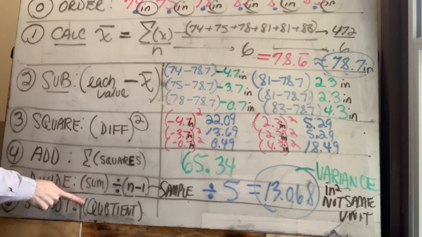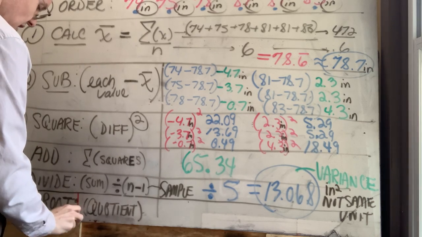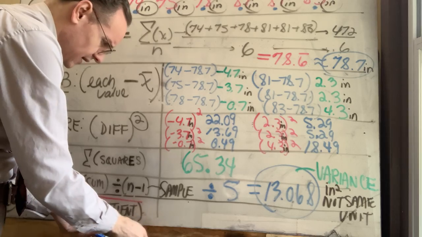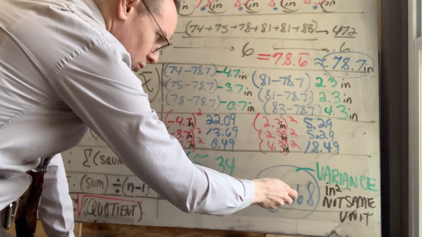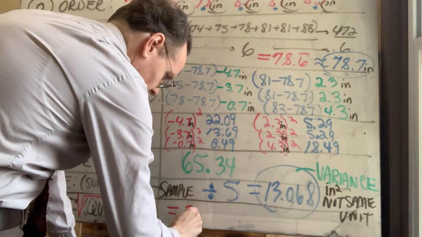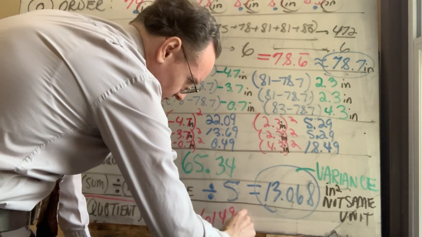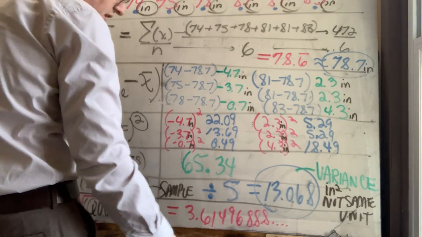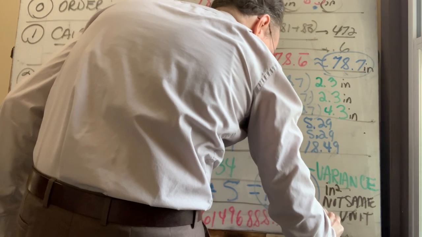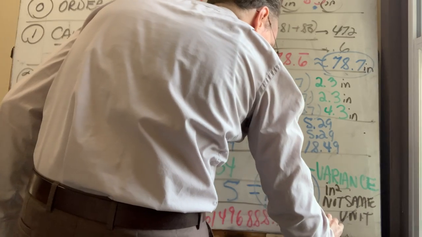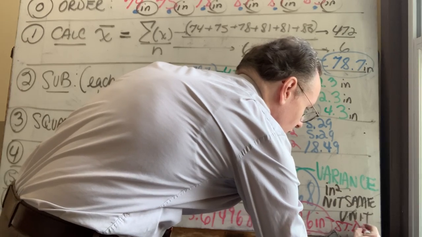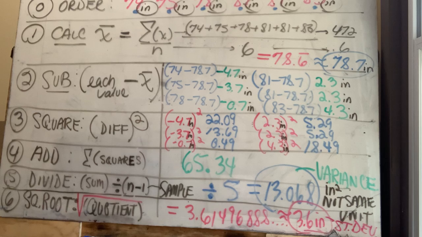That's a bit sloppy. So here, just to make it more obvious, I'll put it in red. If you square root that, this is what you would get. The square root of 13.068 is 3.6149688 and so forth. So you can round it. Let us say it's approximately 3.6 inches. That is the standard deviation.